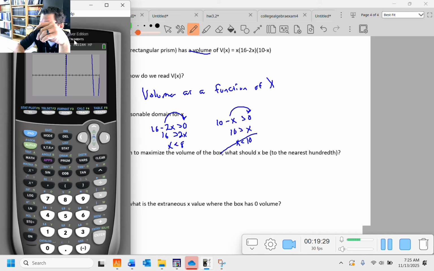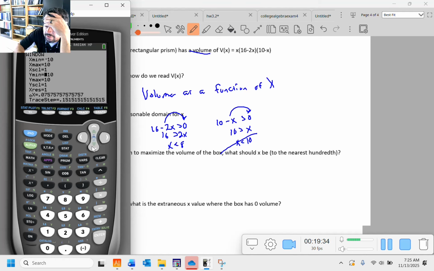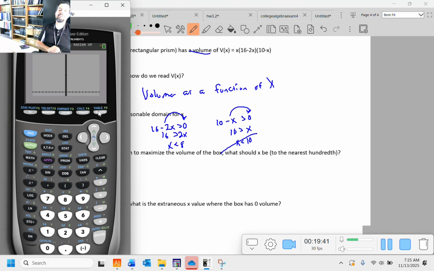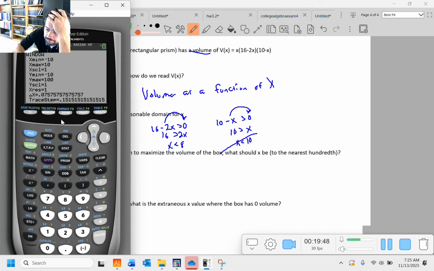I'm going to look up, because a maximum is a high point. I don't know what it is. Let's just try a Y max of 100. I'm sure that's sufficient. I don't remember what it was. If 100 wasn't enough, I'll look up higher. And it wasn't enough. Okay. Let's try 400. There she is.